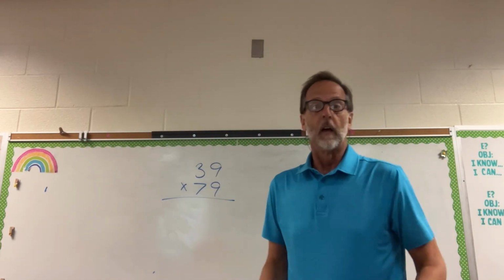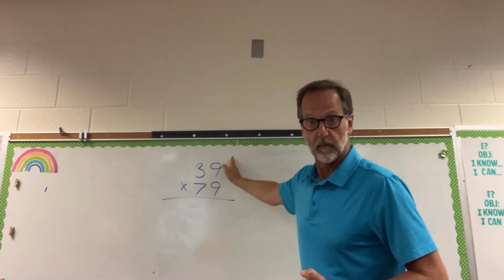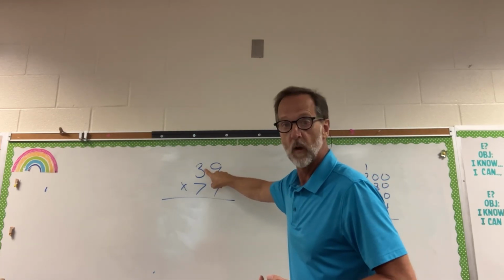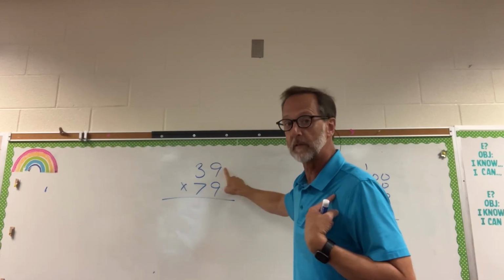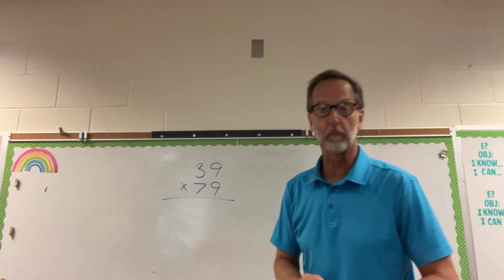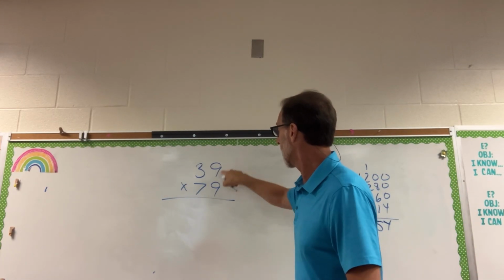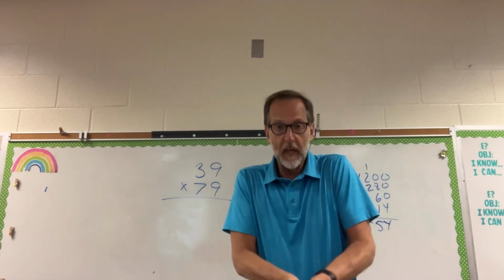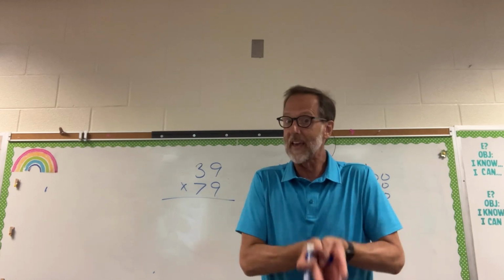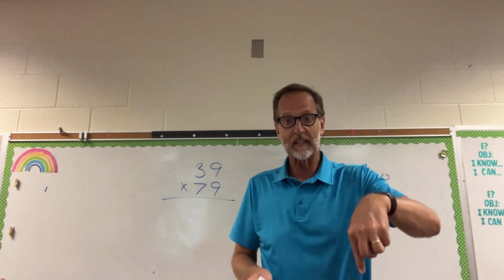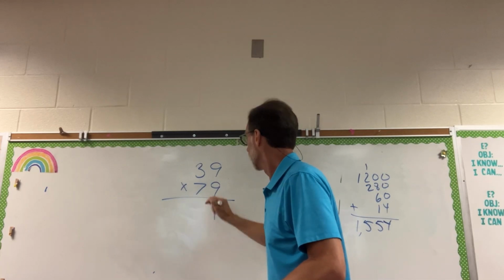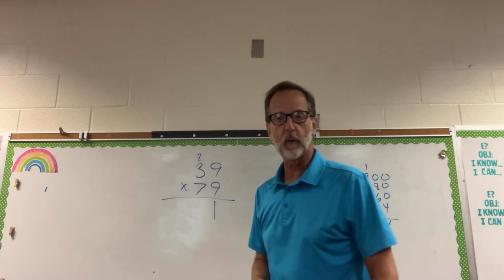All right. We're going to start in the ones place like we did before. So we're going to do 9 times 9 and then 9 times 3. We're going to put a 0 and then we're going to do 7 times 9 and 7 times 3. Okay, simple. Here we go. 9 times 9. What's 9 times 9? 81. Can I put 81? I can't. What stays? The 1 stays. The 8 goes because it's 8 tens. The 1 is going to stay. The 8 goes above the 3.